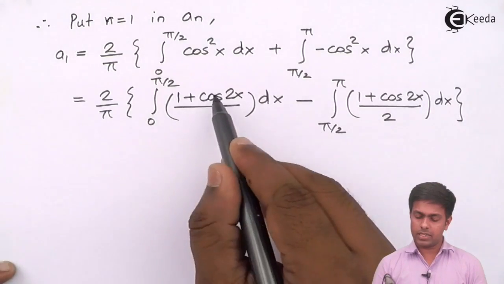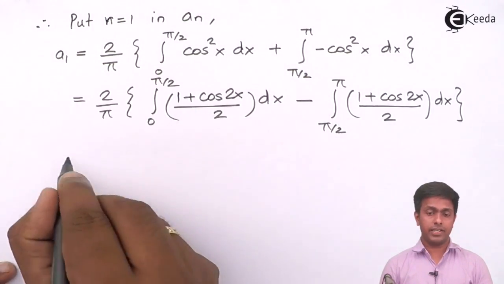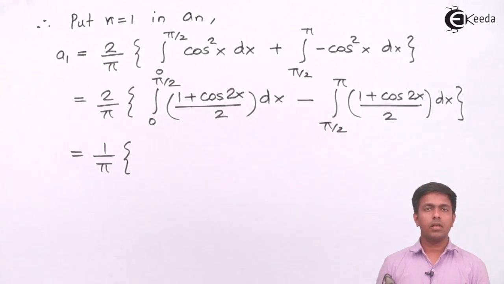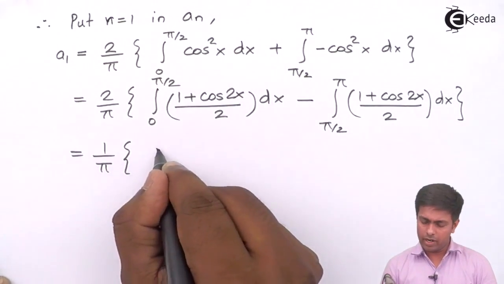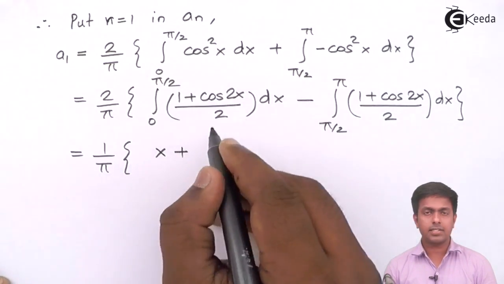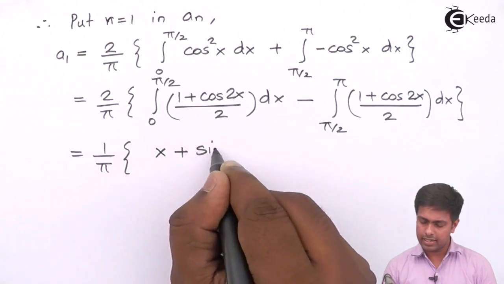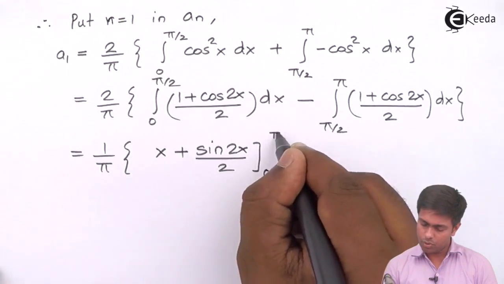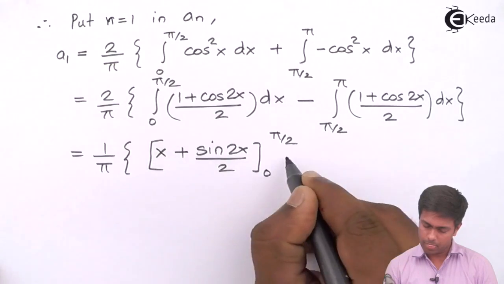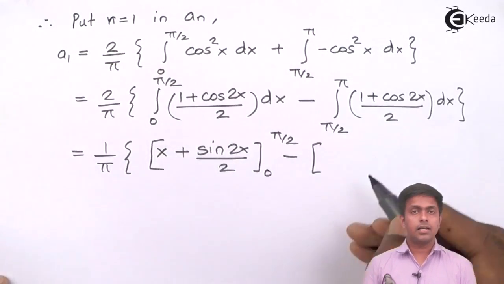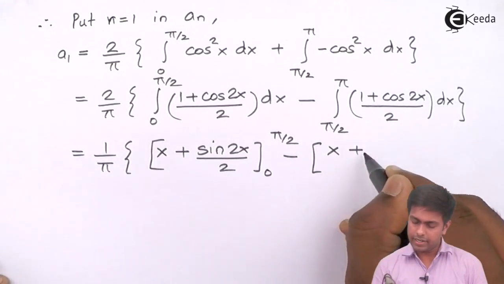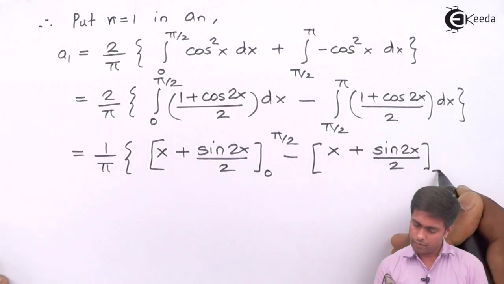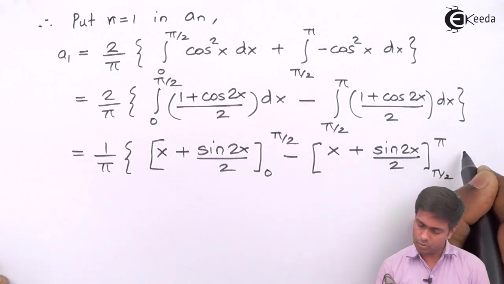Now from both the terms I can take 1 upon 2 common, which will cancel with this 2, and we will get 1 upon pi. Now guys, integration of 1 is x plus integration of cos 2x is sine of 2x upon 2 from 0 to pi upon 2, minus the same integration, x plus sine of 2x upon 2, from pi by 2 to pi.